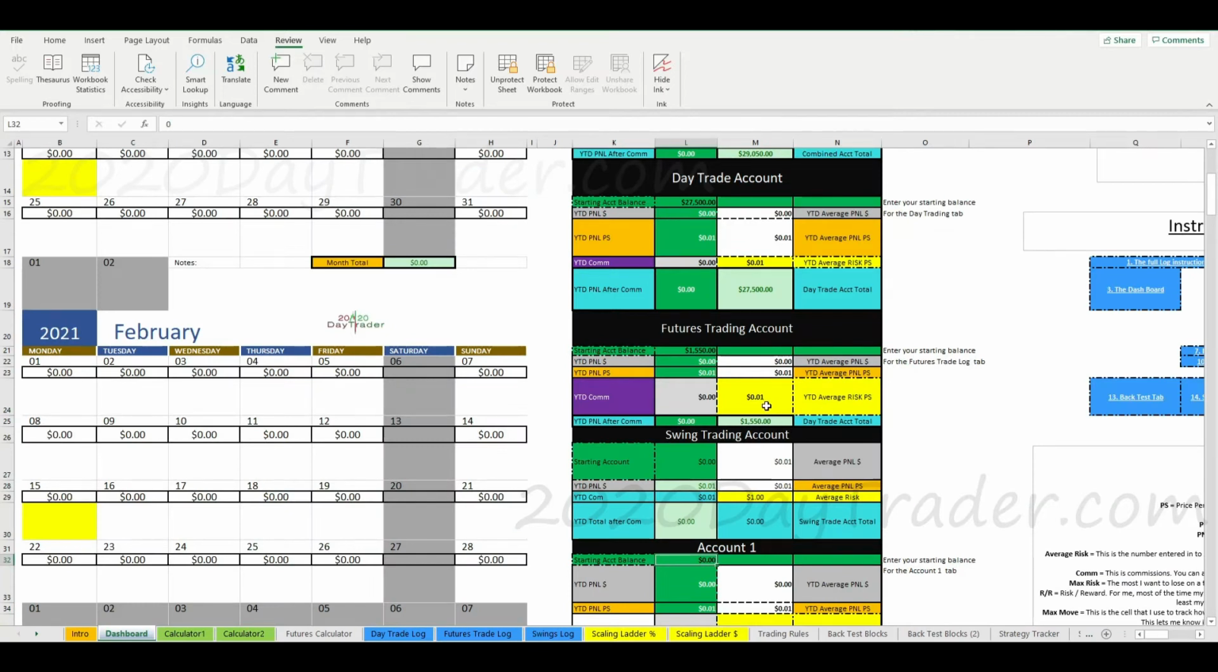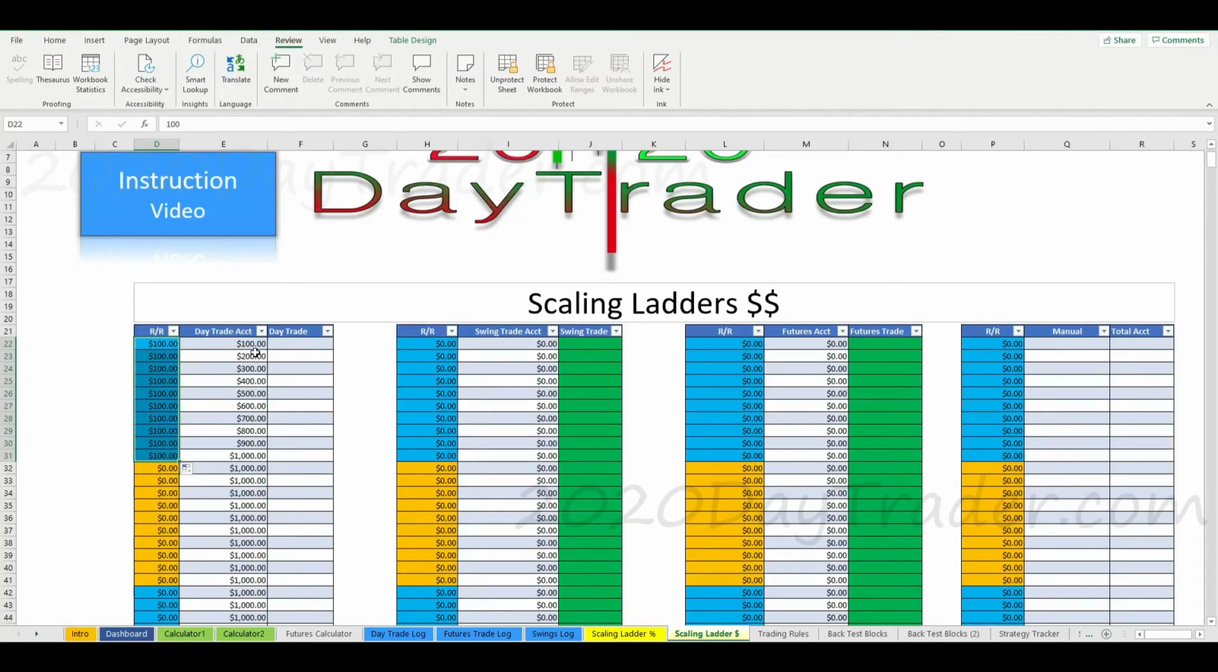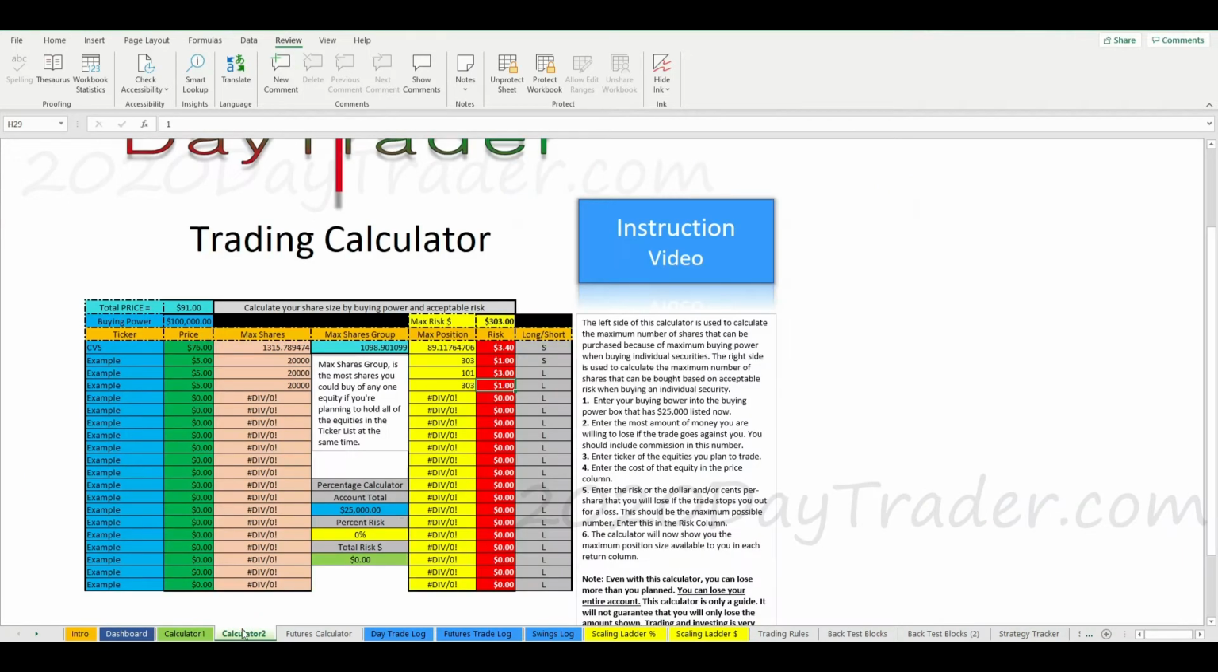Starting balance is based on what I put in the dashboard, day trade, starting account balance. So this ladder is looking at that balance and then seeing what my account total is and how much money above that balance I am. It'll highlight green, letting me know my progress. So I can quickly look over and see what my risk reward is, go to the calculator, put in $100 and see how many shares I can buy.